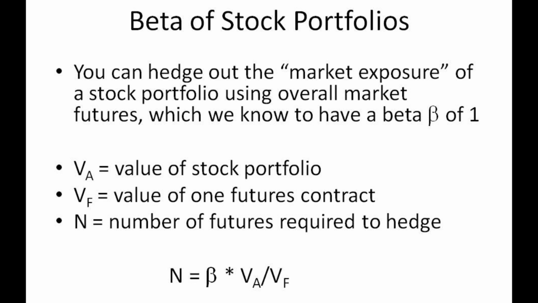Thus, if you're hedging with S&P 500 futures, you're going to need to sell more S&P 500 futures in order to hedge this beta. So our formula here, N is the number of futures required to hedge, is equal to beta times VA over VF. VA is the value of your stock portfolio, and VF is the value of one futures contract. So in order to work out how many futures you need to sell to hedge your portfolio of stocks, you need to take beta into account, and once you punch the numbers into that formula, you should be able to calculate your hedge.